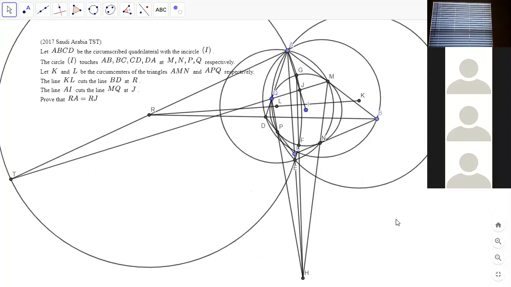We can try to show that C has equal power with respect to AMN, AQP, and the circle through R orthogonal to the circle. Then it will show that... Wait, R. Michael is not... Oh, here. He's away. But were you saying to prove that C lies on AE? Yes. I think I know already how to prove that. How do you prove it? What did you say?